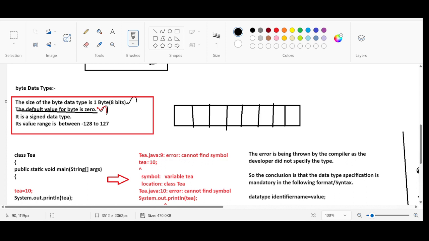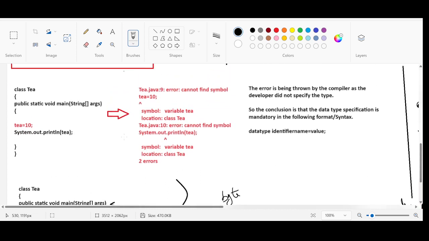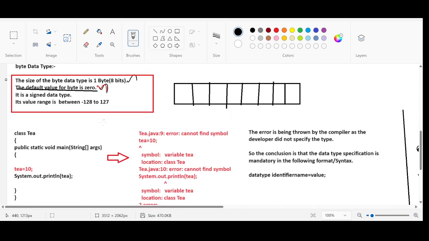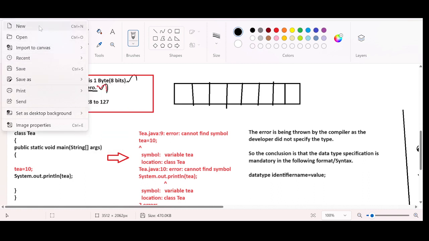Today you will understand why it is called a signed data type. After discussing that, we'll also understand why the range is perfectly between minus 128 and plus 127, and we will do some problems on top of this. So let me open a new Byte screen.